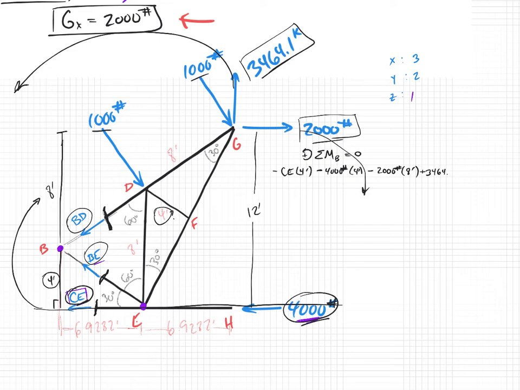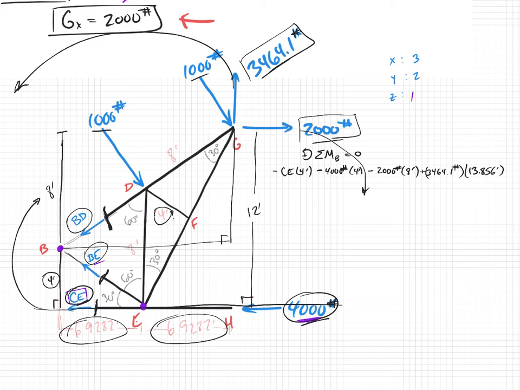So that's 64.1 pounds, not kips, times its moment arm, which we need to drop a line here. We need to figure out what this distance is right here, which is this number plus this number. So that's, what, 13.856 feet.